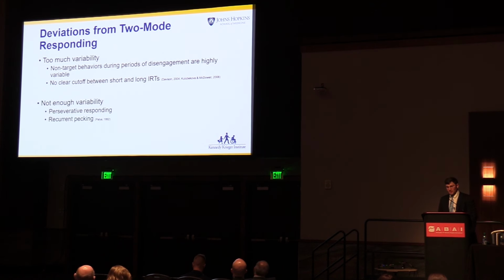So sometimes we see too much variability can cause these problems, sometimes not enough variability. You don't have enough variation in your target and non-target responses. Highly perseverative responding, and again, some animals like pigeons, for example, with highly recurrent pecking, also evidence this pattern. So variability may be an important dimension here. We can't really get a sense of variability directly from our log survivor plots because the sequence of IRTs is not important with log survivor plots. We're just looking at the overall distribution of IRTs.